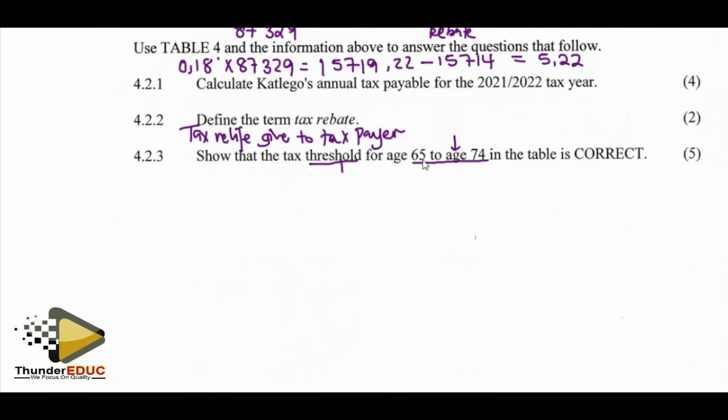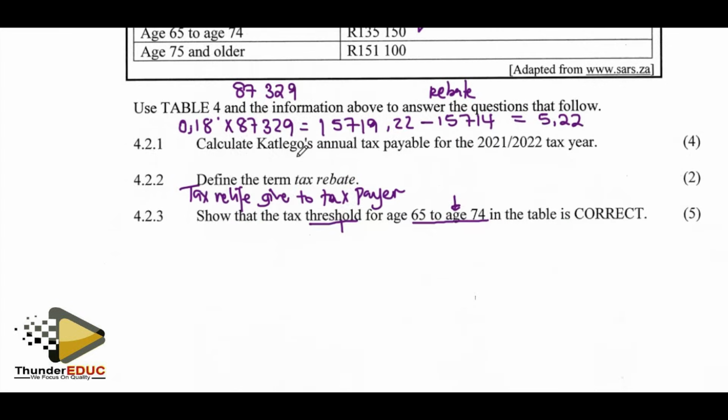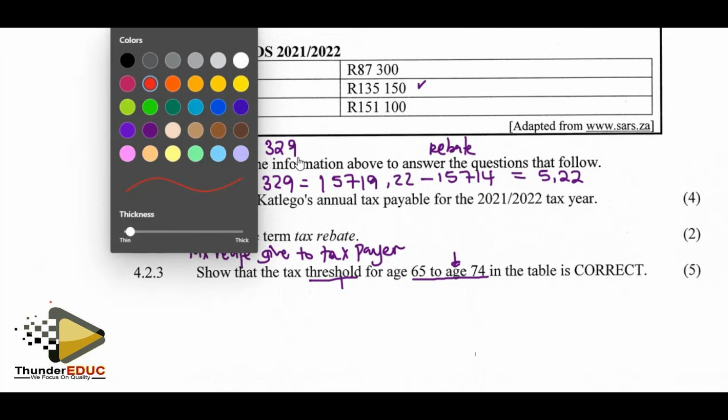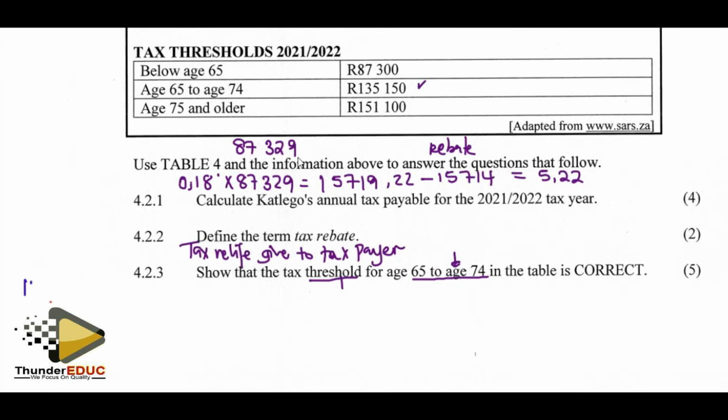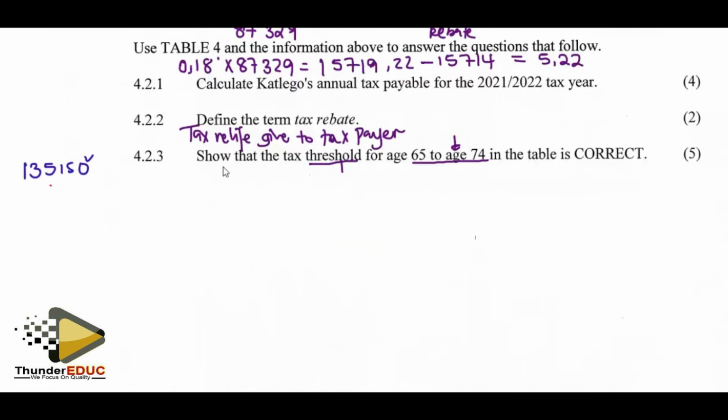So let's look at 65 years of age. The threshold is here, it's this one here, 135. So we shall pretend that someone earns that in a year. If someone earns 135,150, which bracket are they in? They are in the first bracket. So we say 18% times 135,150.